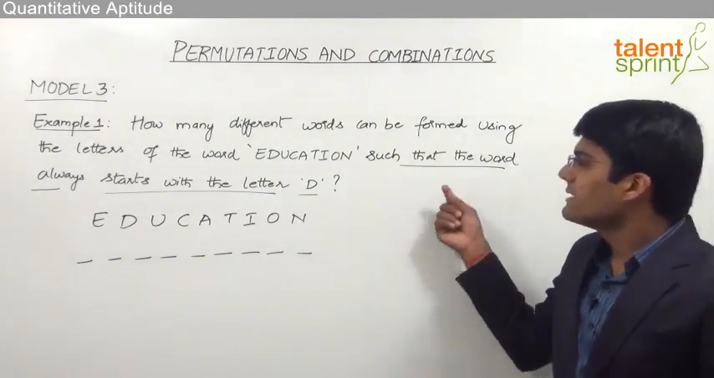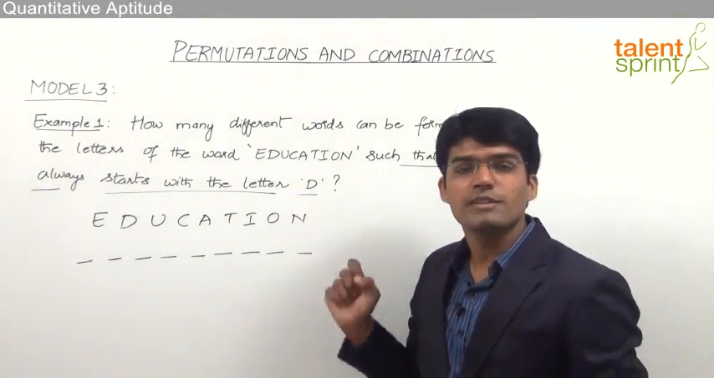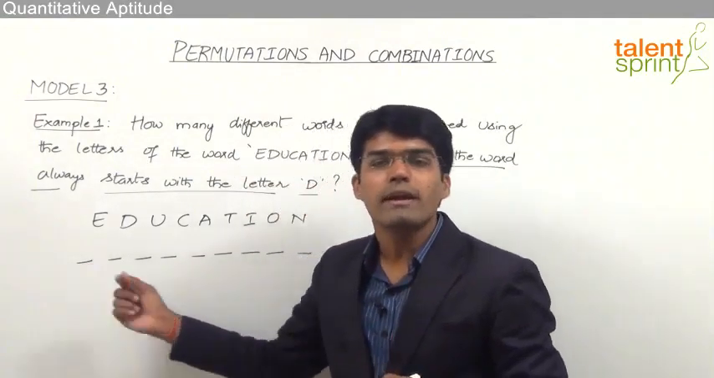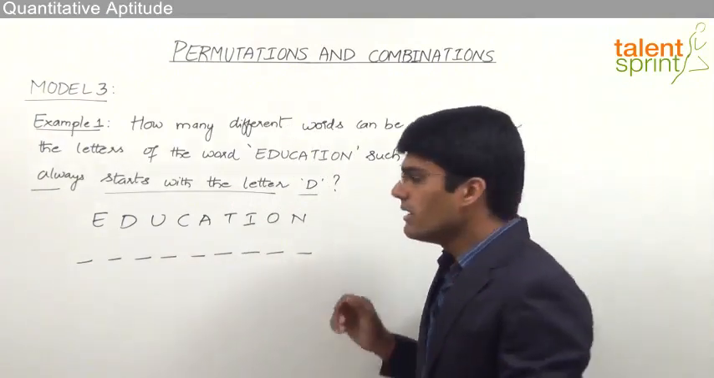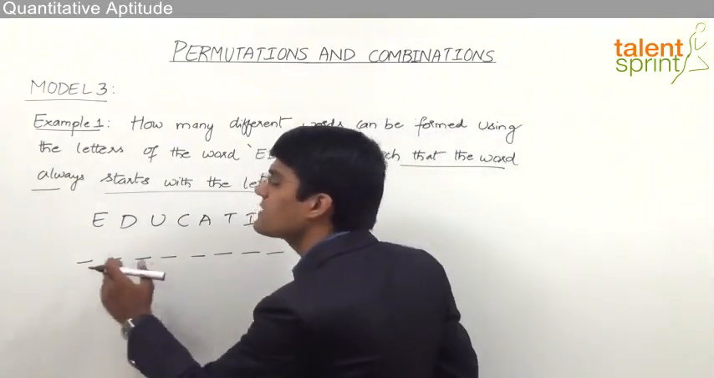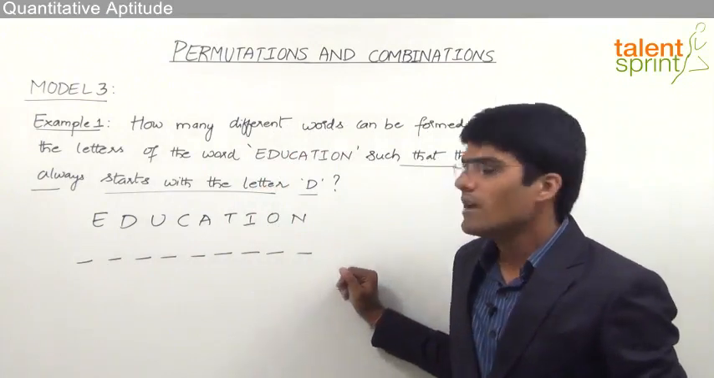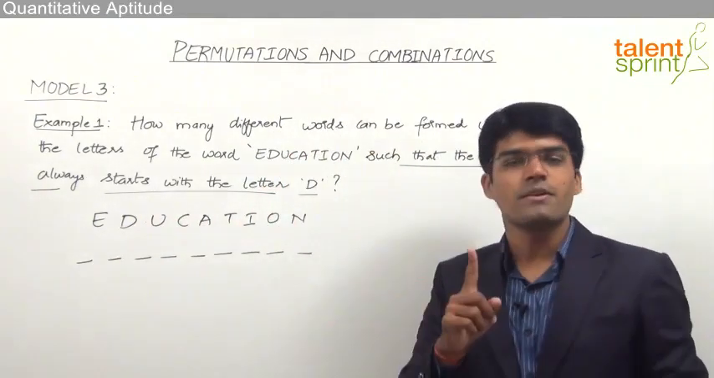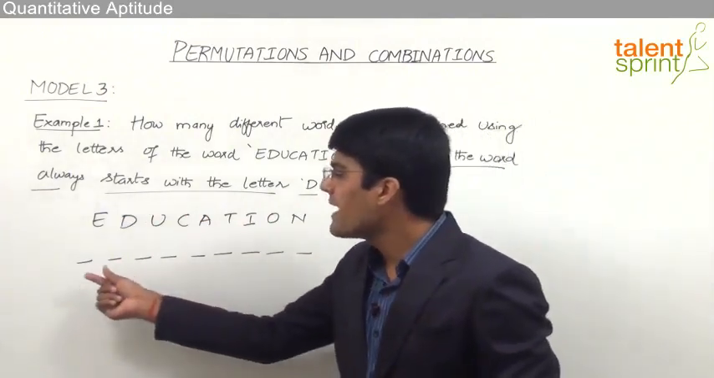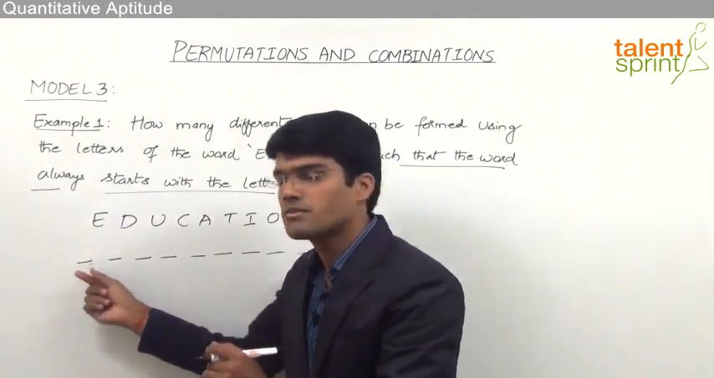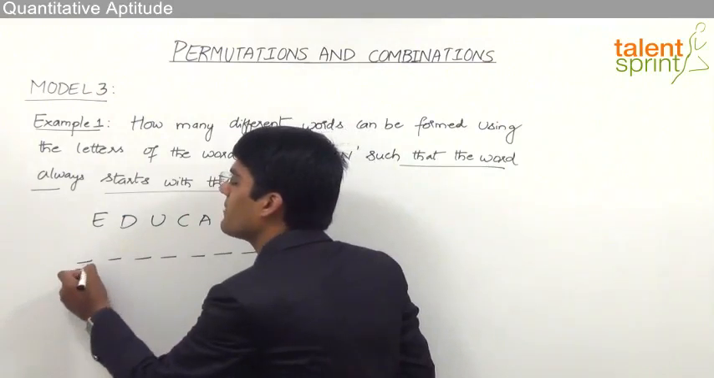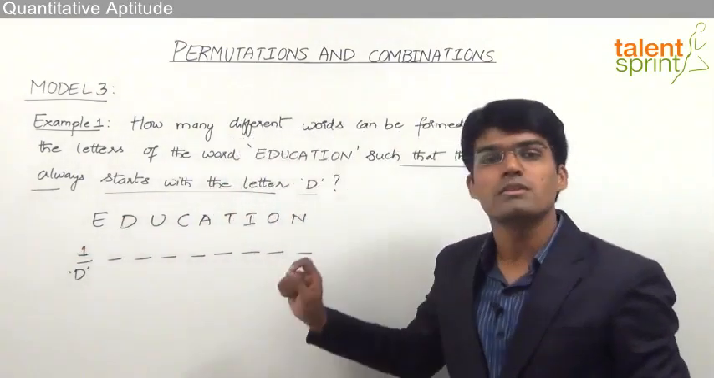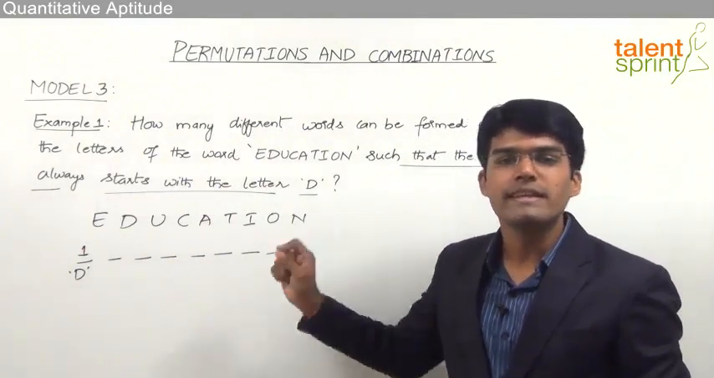Now as it says, the word always has to start with the letter D. That means the first position should always be occupied by the letter D. In general, without any condition, we say that first position can be filled in 9 different ways, because any of these 9 letters can come there. But as the condition says the word should start with the letter D, here we have no choice. That is, the first position should always be occupied by the letter D. That means it can be filled only in one way. There is no other choice. There is no other option. Only D has to come there.